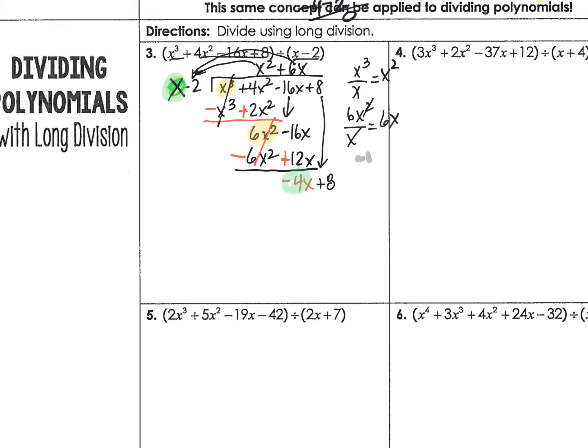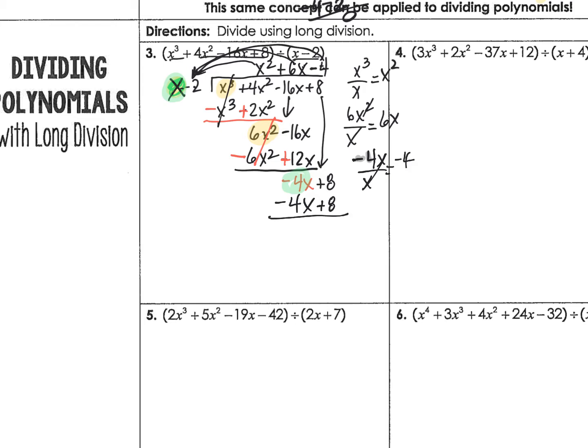So how many times will x go into negative 4x? Well, that's negative 4 times. So this is now minus 4. Now we're going to do this again and multiply. Negative 4 times x is negative 4x. Negative 4 times negative 2 is positive 8.